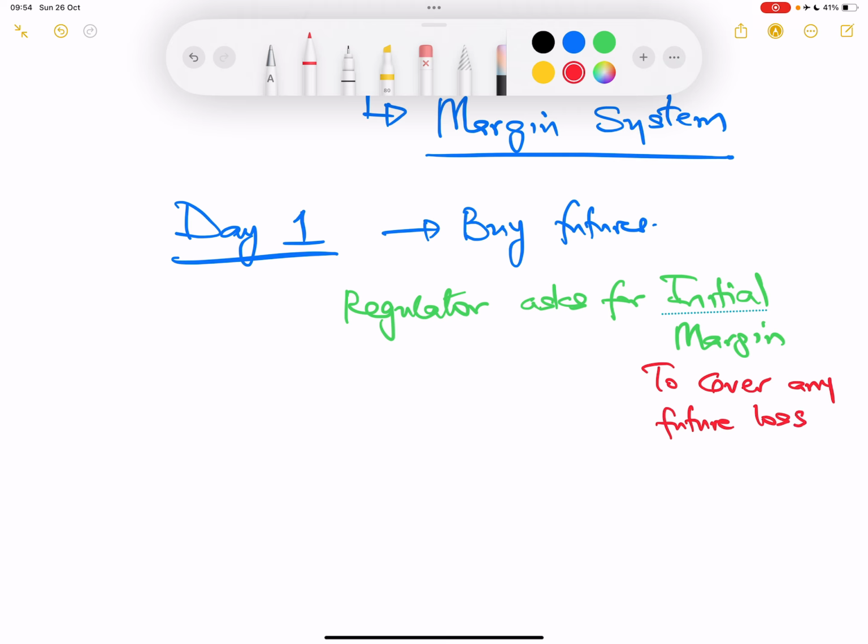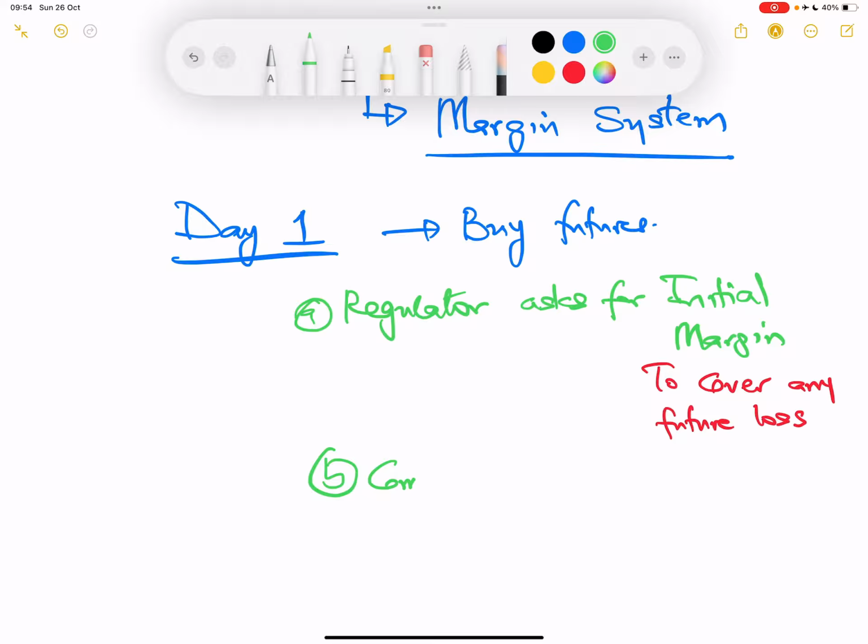So if you are making losses, your initial margin will start to deplete, because after day one, there will be a mark to market. So that will determine whether you are making losses as the contract is aging or you are making profit. So the first one is, remember, they will ask you to bring initial margin.